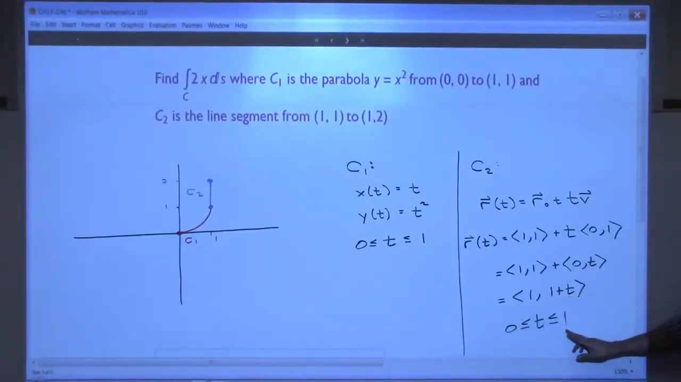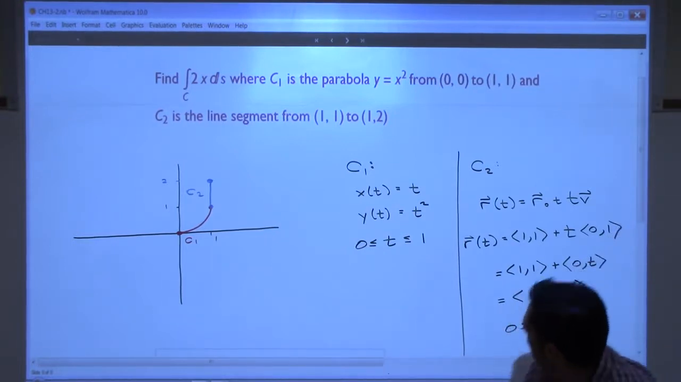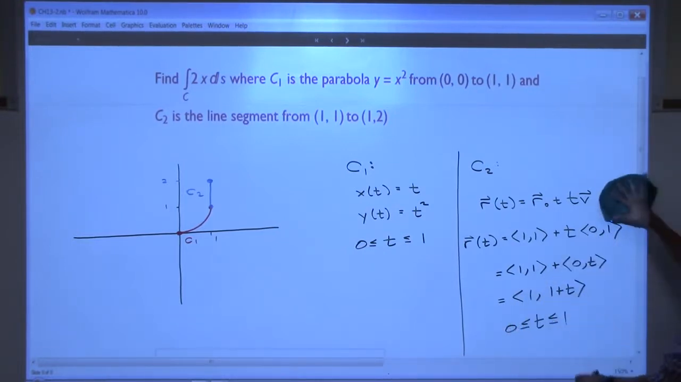(1, 1). If t is 1, where are you? (1, 2). That should give you some confidence that we've done it right. But convert these to parametric equations, because these aren't parametric equations. So for the parametric equations, I'm going to continue right here, so I'm going to erase.